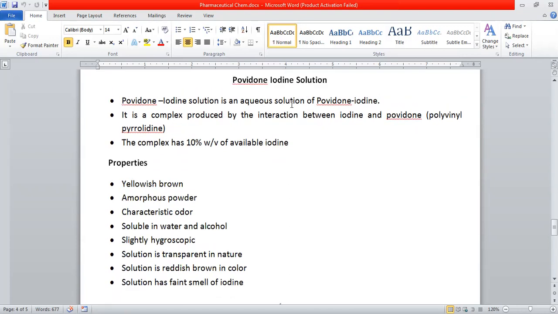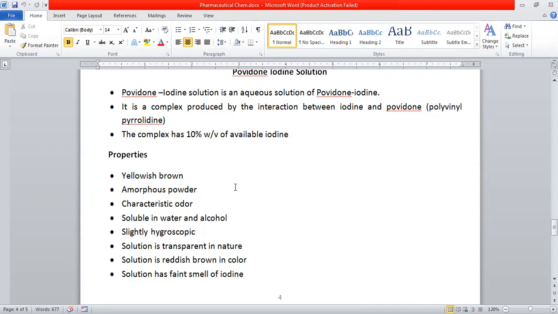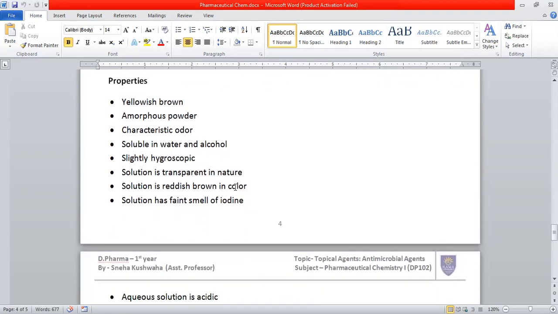Povidone-iodine solution is an aqueous solution of povidone-iodine. It is a complex which is produced by the interaction of iodine and povidone, and povidone is chemically polyvinyl pyrrolidine. The complex has 10% weight by volume of available iodine. Now we will talk about the property.